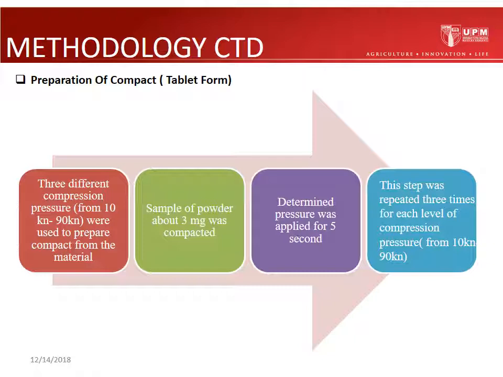Okay, this is the methodology in the preparation of a compact in a tablet form. First, 3 different compression pressures from 10 to 90 kilonewton were used to prepare compacts from the materials. And then a sample of powder about 3 mg was compacted. The determined pressure was applied for 5 seconds for each compression pressure. And the last step, this step was repeated 3 times for each level of compression pressure from 10 kilonewton to 90 kilonewton.